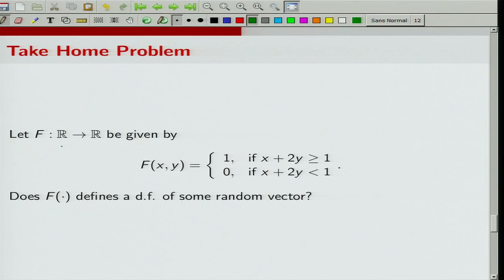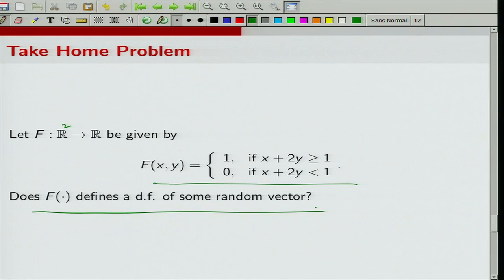Now, let me give this as a take home problem. Let f from R^2 to R be given by this. So, this is a function. Does f define a distribution function of some random vector? So, you have to see whether this satisfies those four properties or not. Take this as an exercise.